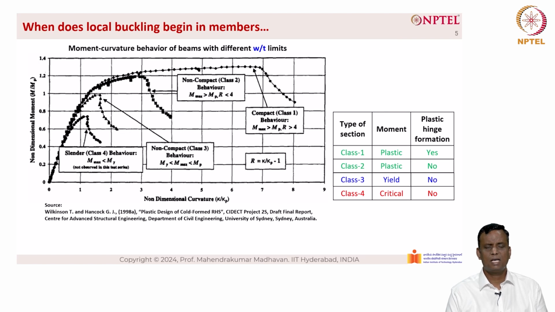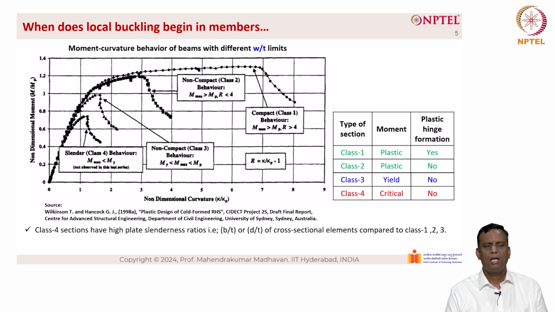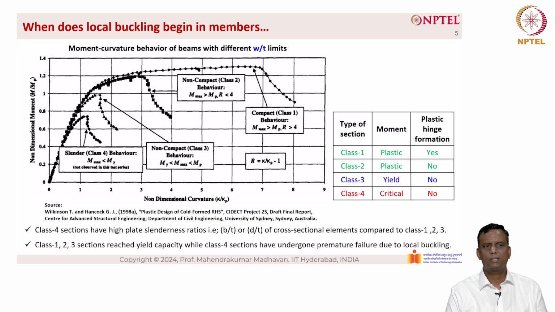This is the work carried out by Wilkinson and Hancock, Professor Hancock from University of Sydney, Australia, and this is the research report that is given at the website. Class 4 sections have high plate slenderness ratios, basically B by T or D by T of the cross section elements, compared to class 1, 2 and 3. Class 1, 2 and 3 sections reached yield capacity, while class 4 sections have undergone premature failing due to local buckling.